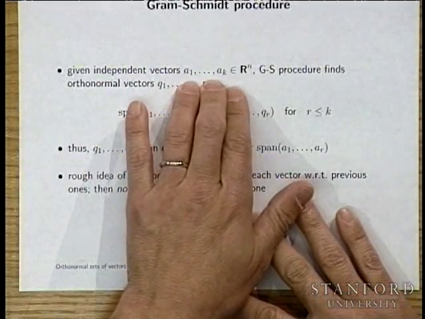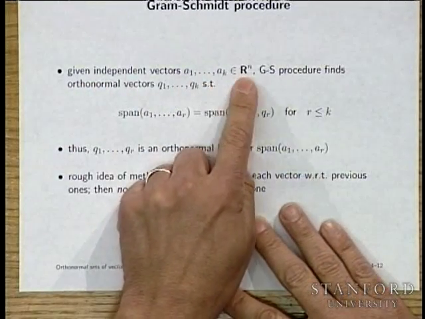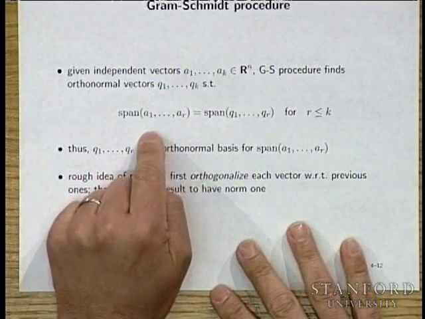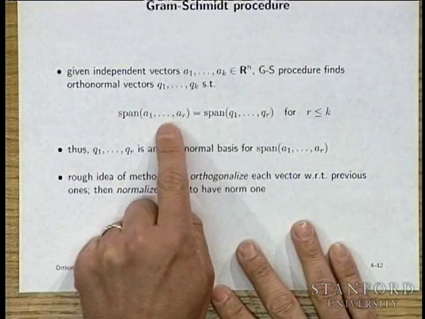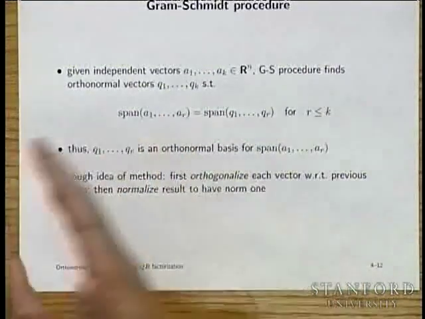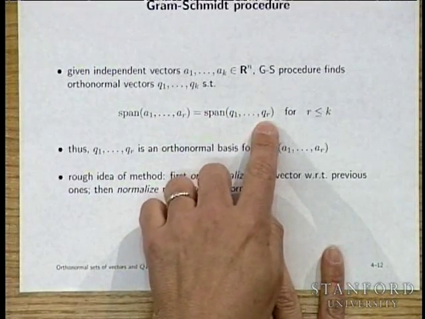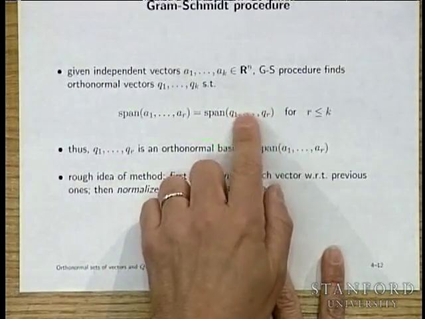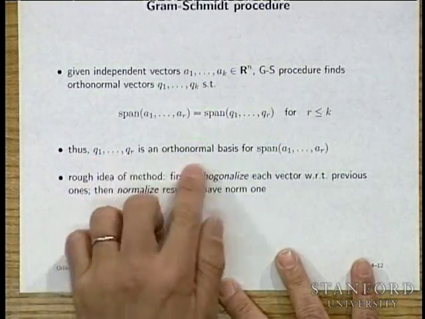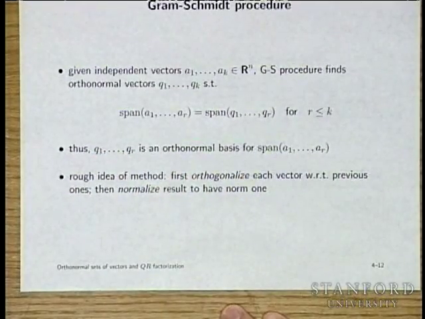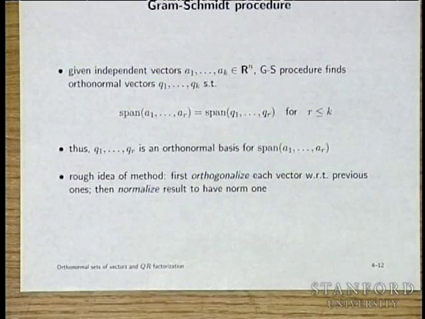All right. So given an independent set of vectors A1 through AK in R^n, the Gram-Schmidt procedure finds a bunch of orthonormal vectors with the following property. They have the same span as the vectors you started with. And in fact, that's true no matter where you stop the algorithm. If you look at Q1 up to QR, these are orthonormal, and they will have the same span as A1 through AR. So what this says is that Q1 through QR is an orthonormal basis for the span of A1 through AR. The idea of the method is that first you orthogonalize each vector with respect to the previous ones, and then you normalize it to have norm 1.